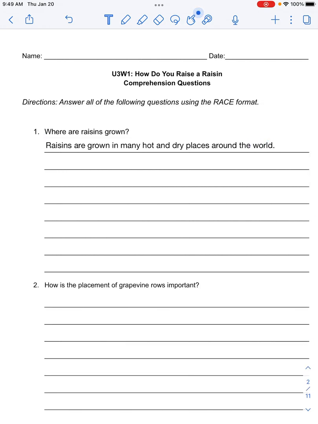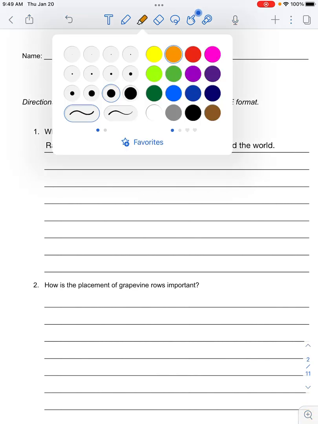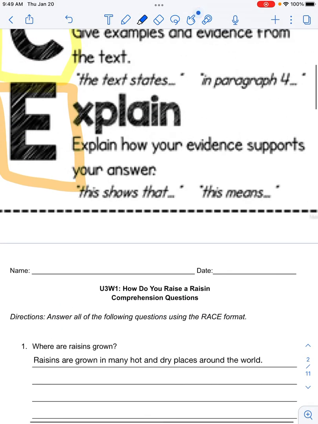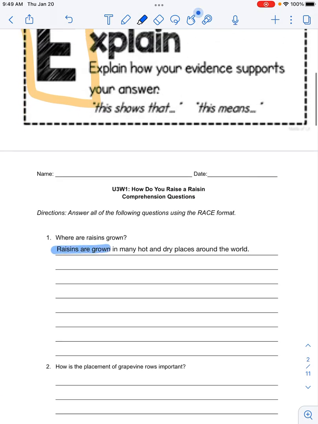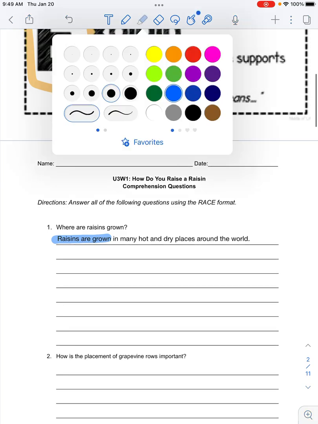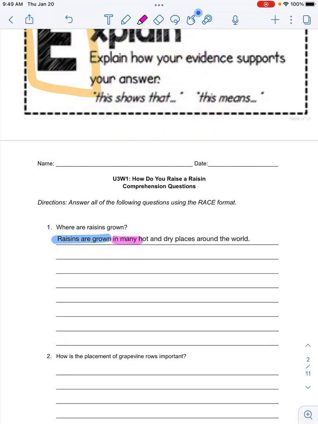Okay, that part of the sentence was not from anywhere in my book. I kind of summarized what I had read. It's in my own words. So far, I have the R, which was restate, that's blue. Raisins are grown. And then I have my A, which was answer. I'll highlight it pink. In many hot and dry places around the world.